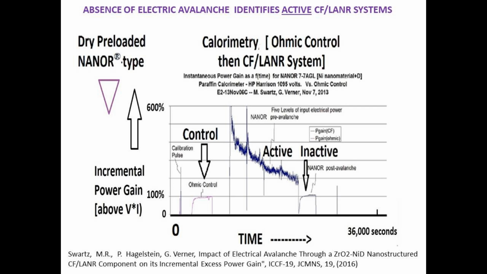This is a second version of the last slide, showing that the ohmic control and the LANR component after electric breakdown are identical in producing no excess heat for either. Excess power gain is only seen prior to the electrical avalanche.